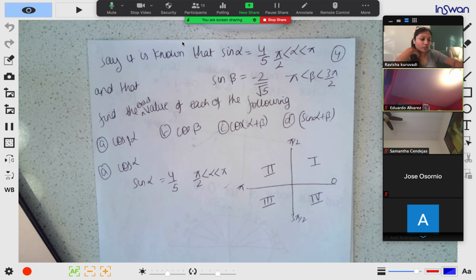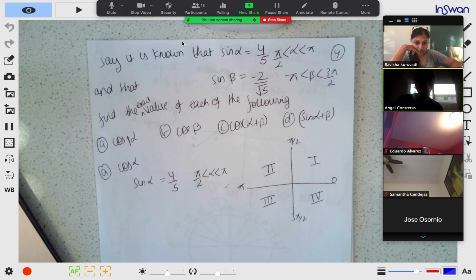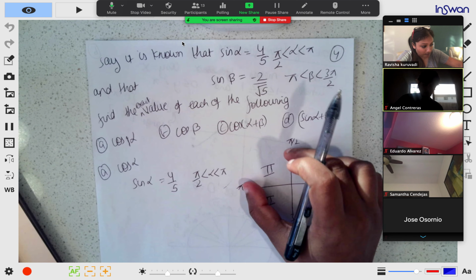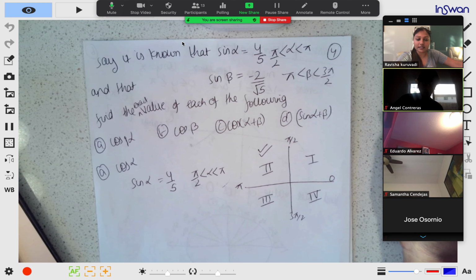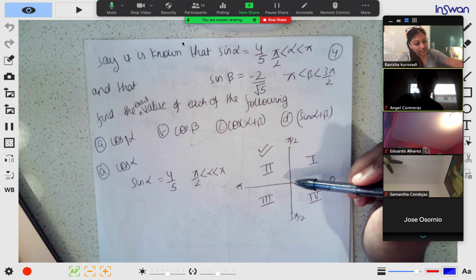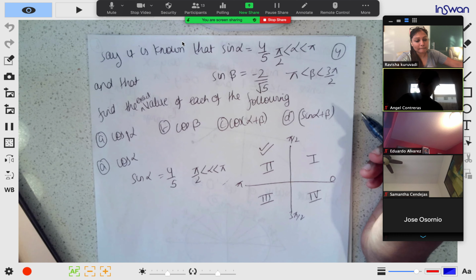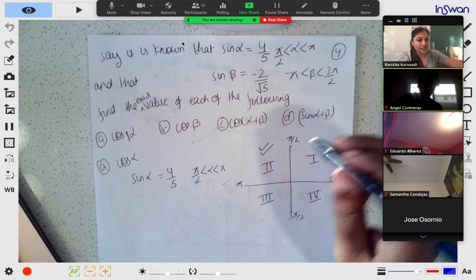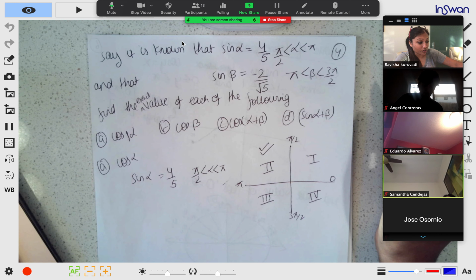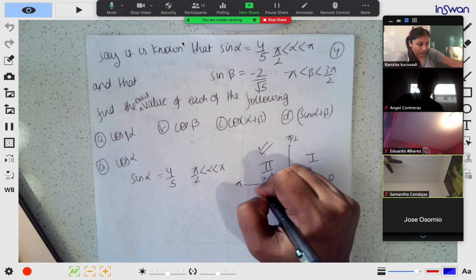Pi by 2 to pi. Which quadrant is pi by 2 to pi? Anyone? The second? Yes, it's the second. 90 to 180 is the second quadrant. So my alpha is on this side. Can anyone tell me, is my cosine positive or negative in quadrant 2? Negative. Yeah, because All Students Take Calculus.